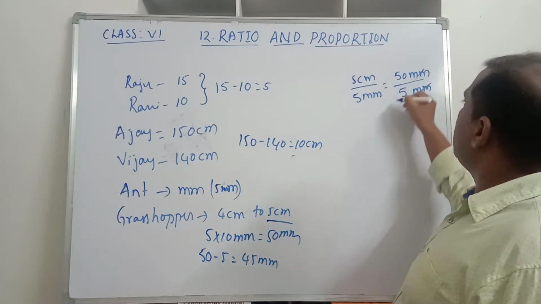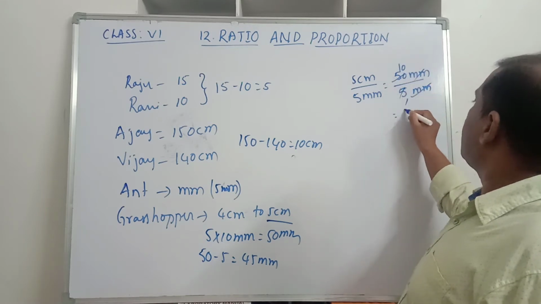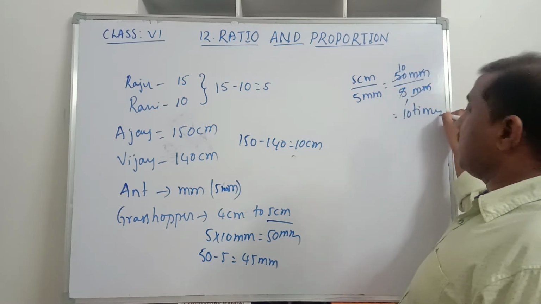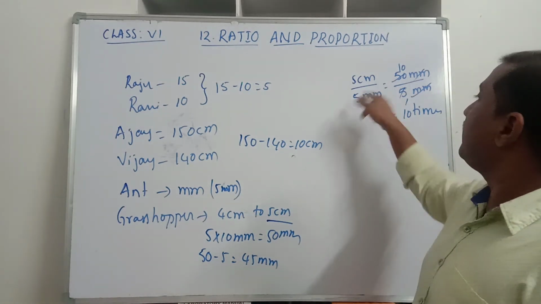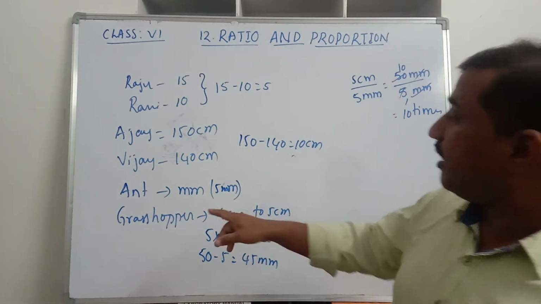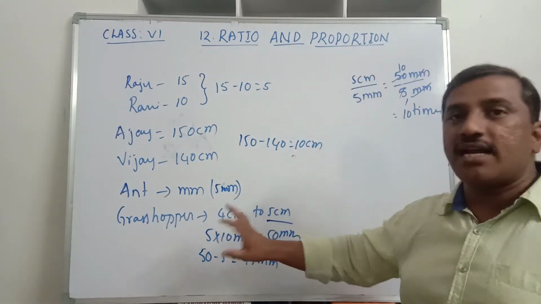So millimeters cancel. 5 ones are 5, 5 tens are 50. That is 10 times. That is, the length of the grasshopper is 10 times the length of the ant. So this comparison is more suitable than the other kind of comparison.